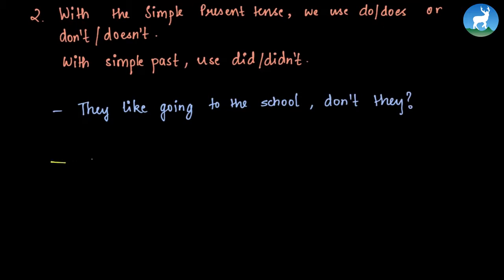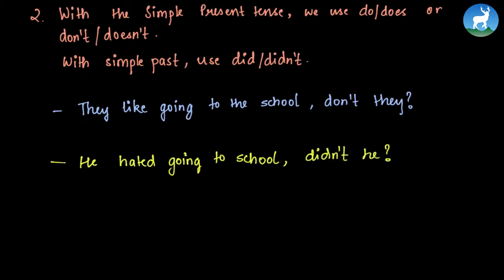The second example, he hated going to school, didn't he? The sentence is in simple past tense. He hated going to school. Hence, the tag we use, according to the rule, should be did or didn't, and hence we used didn't. He hated going to school, didn't he?